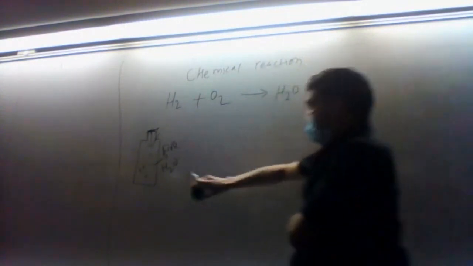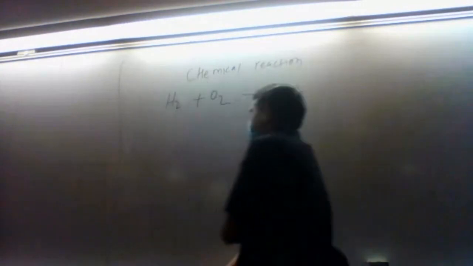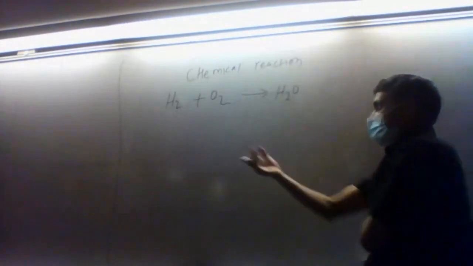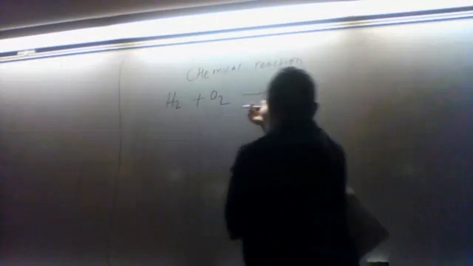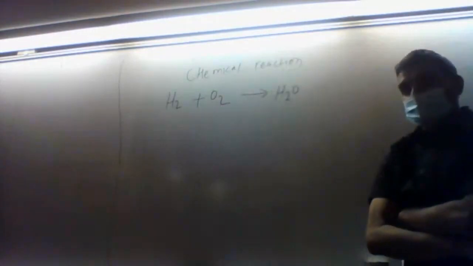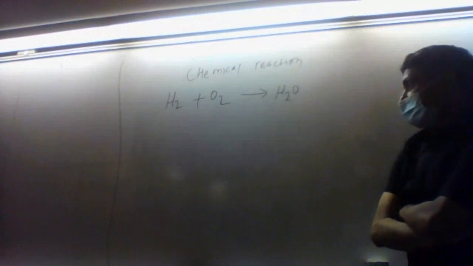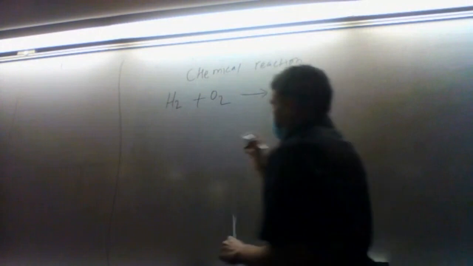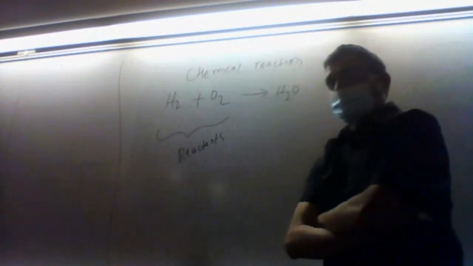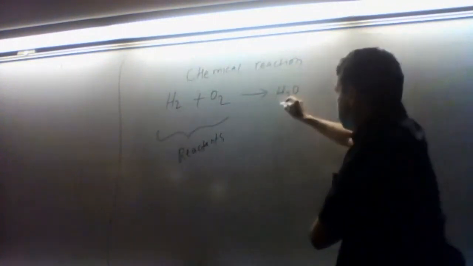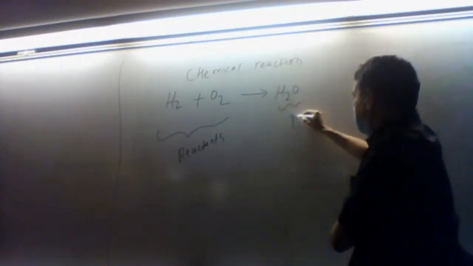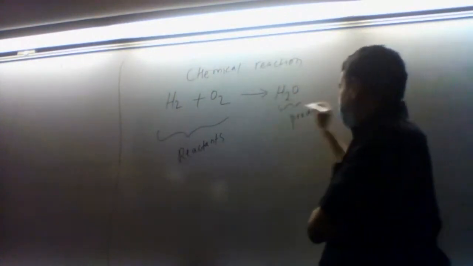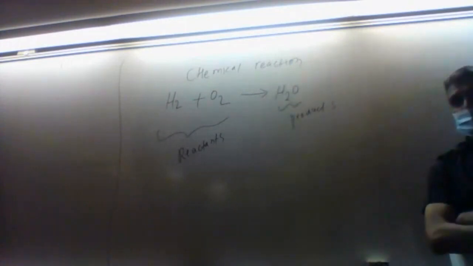So how to read this equation? We read this equation as hydrogen reacted with oxygen and gave water. That's how we read it, right? The hydrogen gas reacted with oxygen gas and gave water. And this side, the left hand side, we call the reactants, because they reacted together. And this side is produced by that reaction, so this is called the product. So on the left side we write the reactants, and on the right side we write the products.